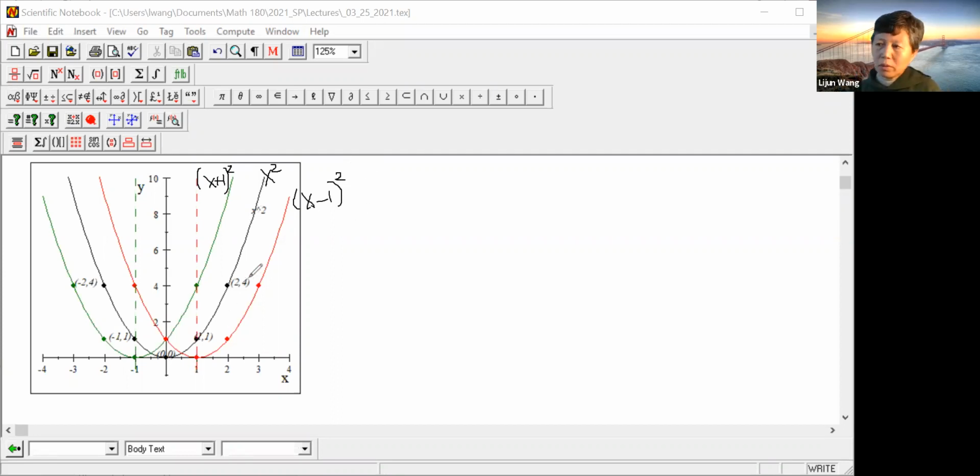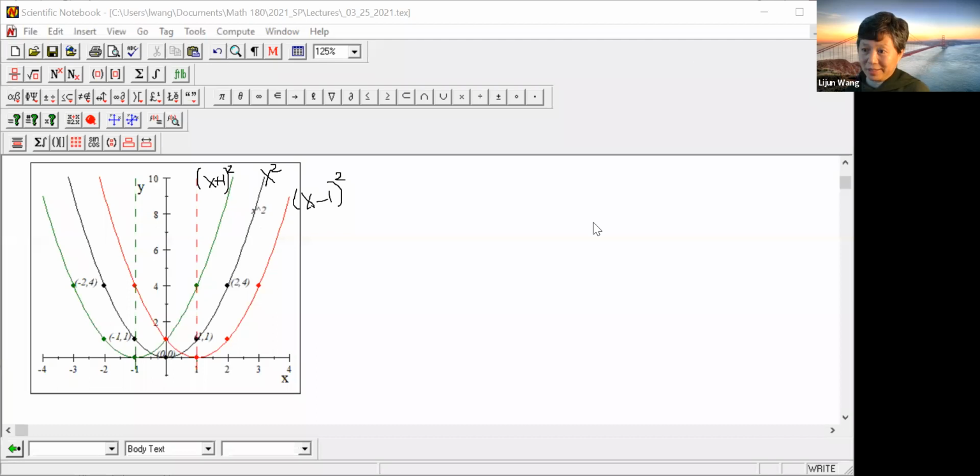You can see all the points I marked on the black. On the x squared, they're being shifted left or right according to the new rule. Is that pretty clear, everybody? So that's shifting left and shifting right.